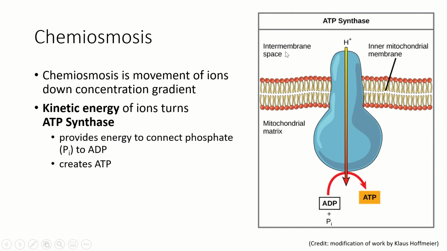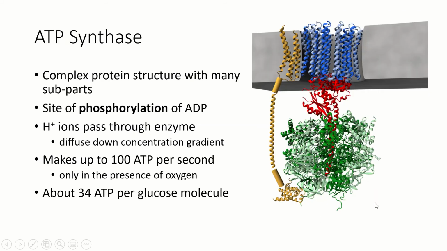We're going to use this concentration gradient that we have built up with tons and tons of protons or hydrogen ions in the inner membrane space and very few in the matrix. We're going to use that stored energy, allow those hydrogen ions to pass through this really complicated protein complex, and that kinetic energy of their movement is going to provide enough energy to phosphorylate an ADP, add an inorganic phosphate, that's what the Pi is, and create an ATP.